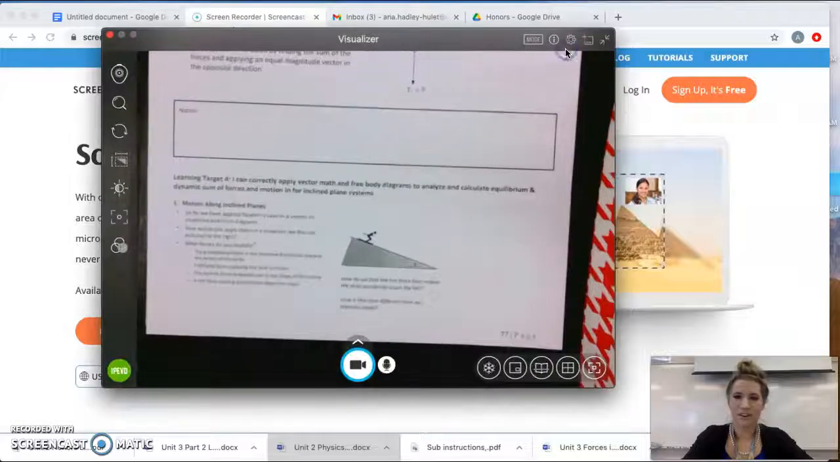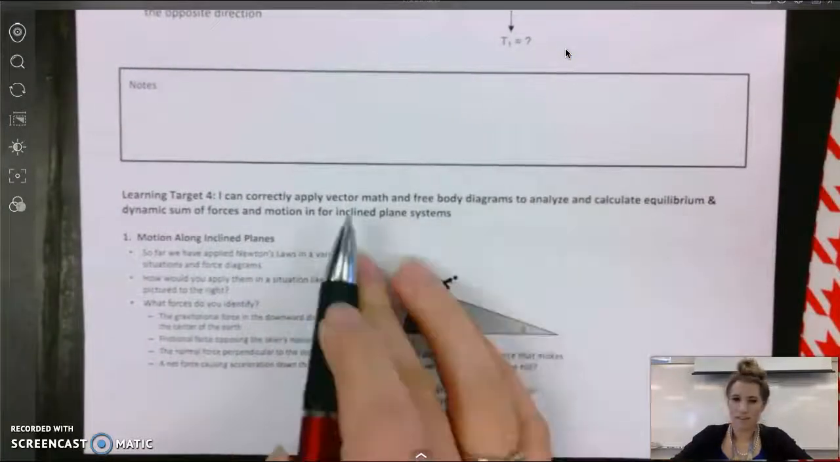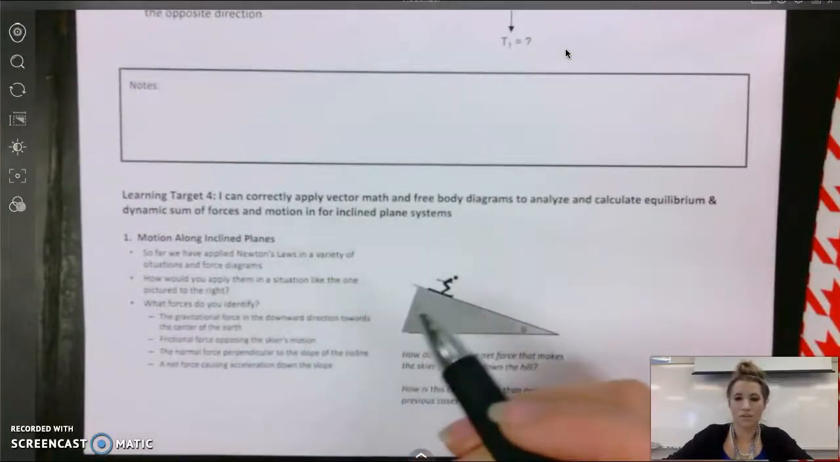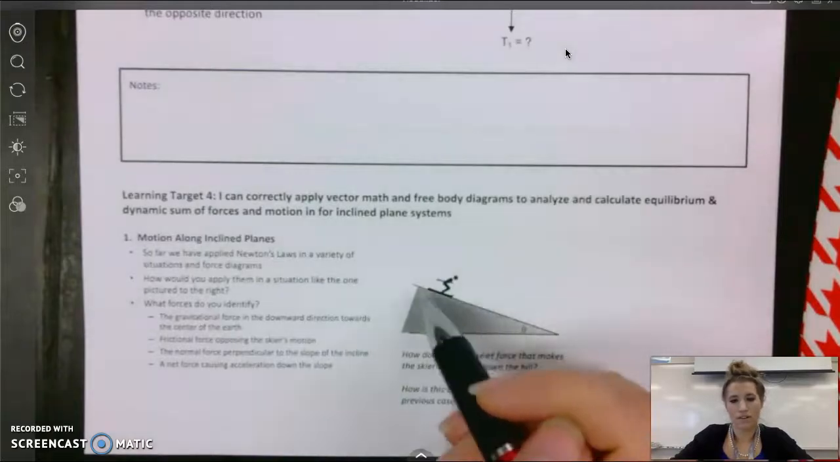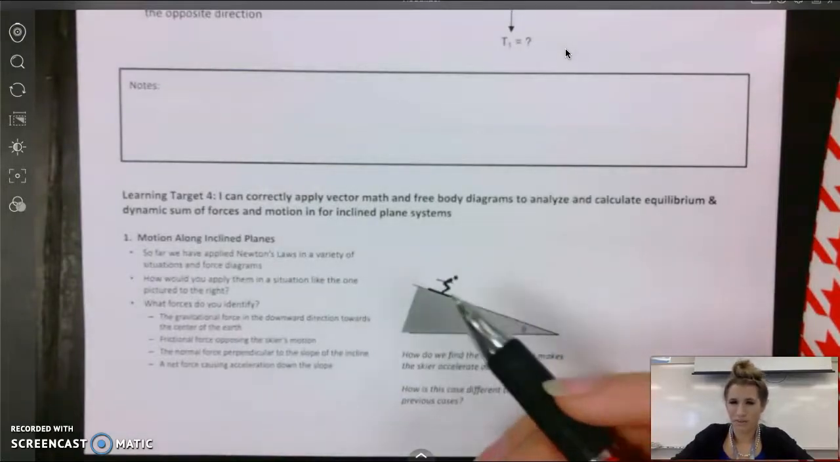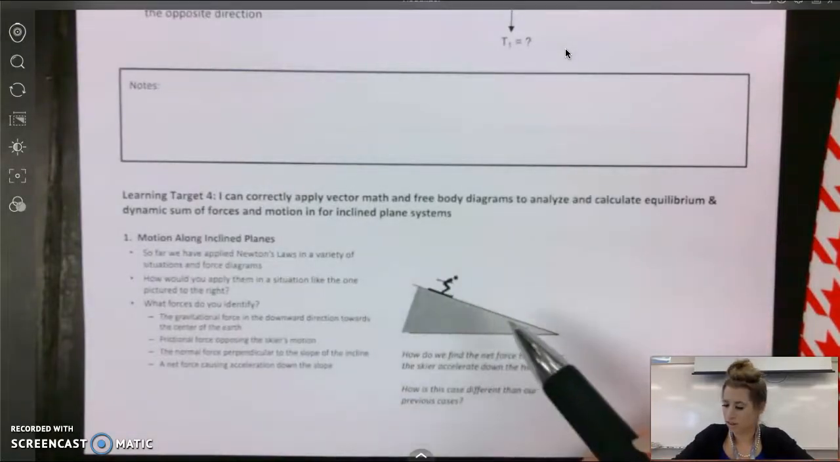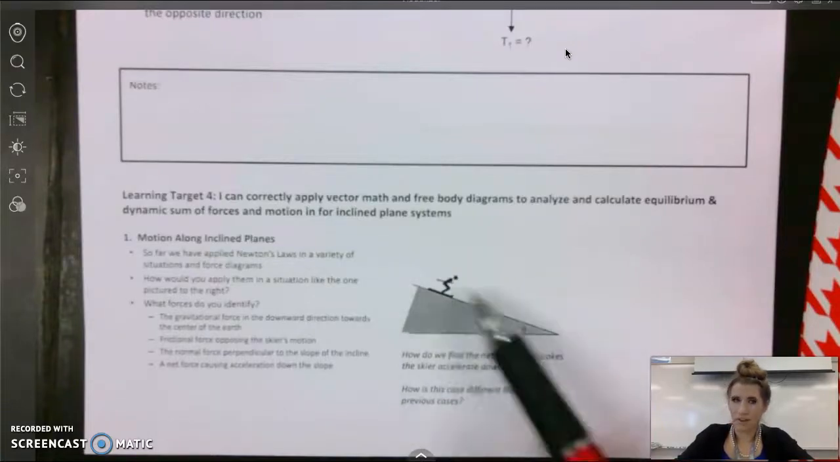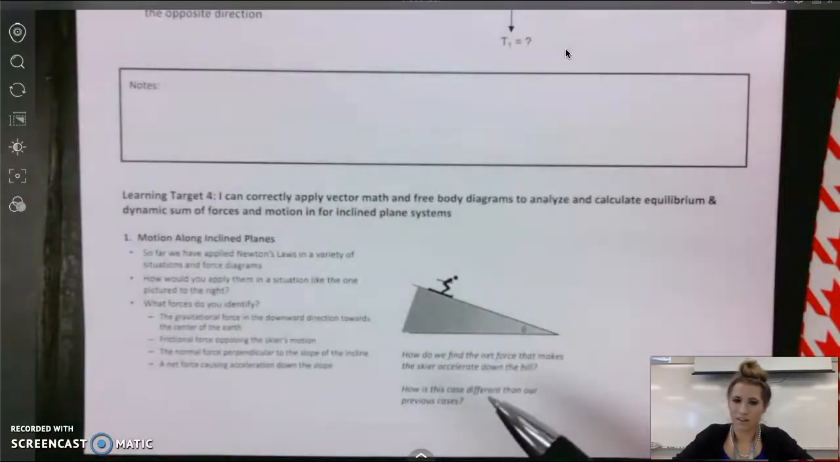Right, so learning target number 4 is the same as what we've been doing, but now we're on an incline. Okay, that's the only difference. That's the only change that we're making. Okay, so if I'm looking at the skier on the incline, what forces do you think are acting on that skier?